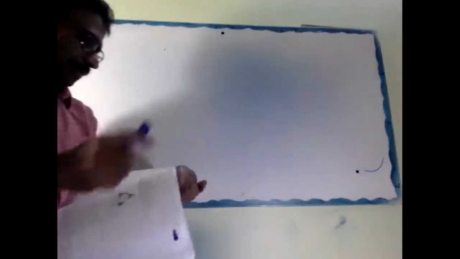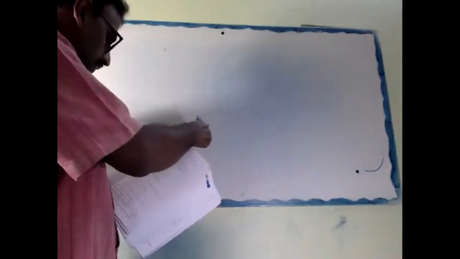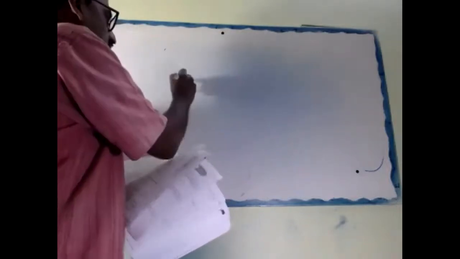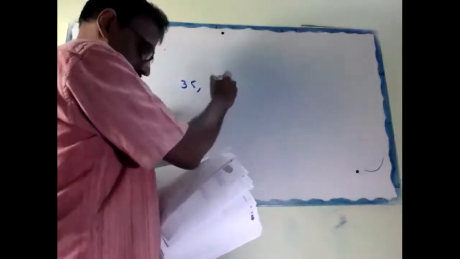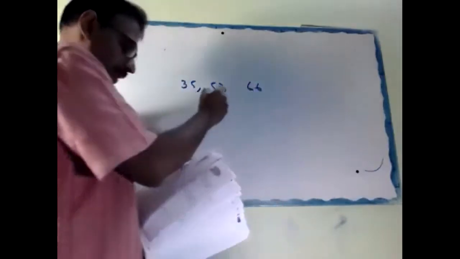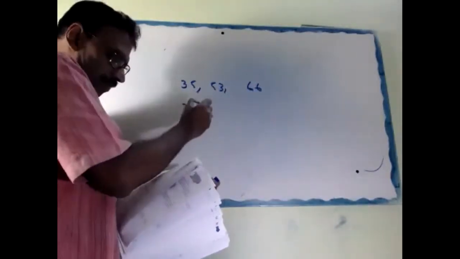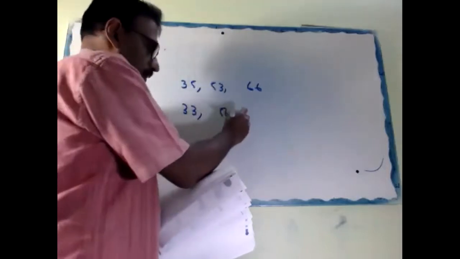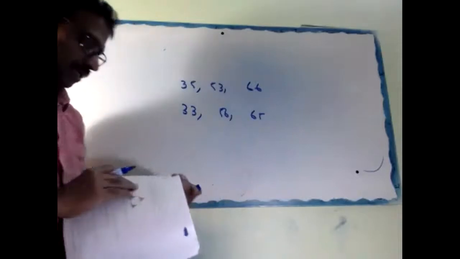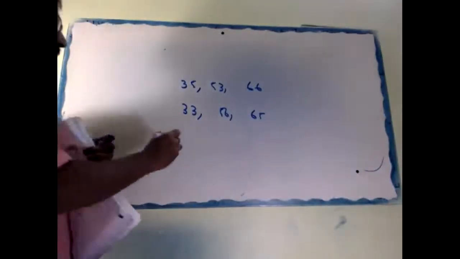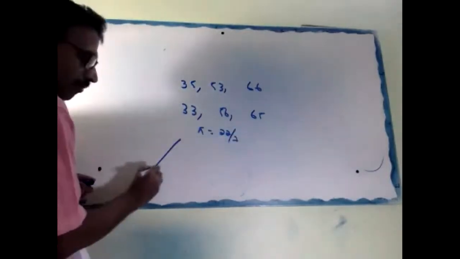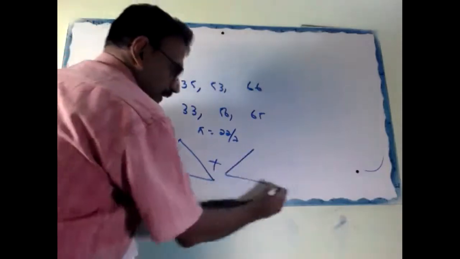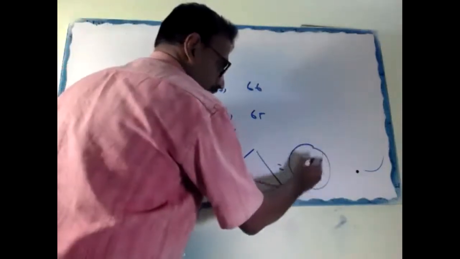Find the radius of the circle whose area is equal to the sum of the areas of two triangles whose sides are: first triangle 35, 53, 66; next one 33, 56, 65. All measured in centimeters. Pi equal to 22 by 7. Look here. Triangle 1 plus triangle 2 equal to circle. You find out the radius.